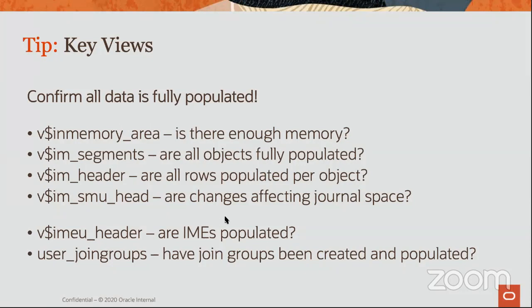I don't expect you to remember all these things, but we have $V in-memory area, and $IM segments for the individual objects. We have information about each of the segments, so you can see how many IMCUs make up each of the objects. $IM header and $IM SMU head tell you about the snapshot metadata units, the SMUs. We have views for in-memory expressions, IMEUs, and then join groups. I think those are pretty much the major views you might take a look at, but realistically, the first two are in most cases the only things you need to pay attention to.